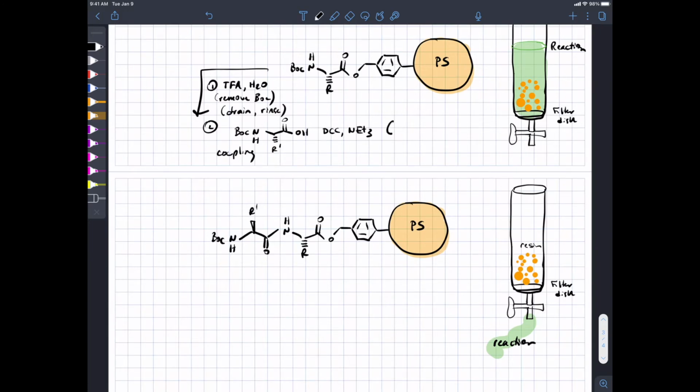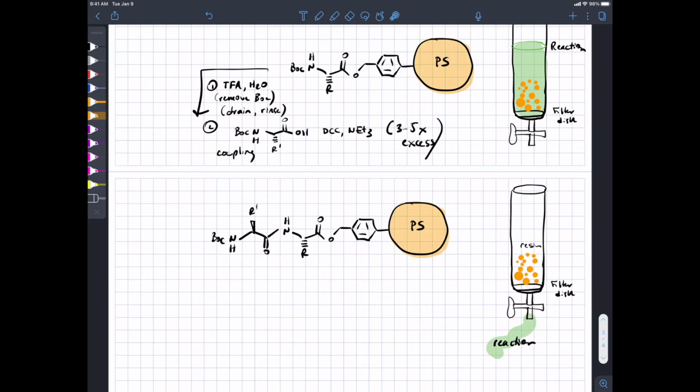We can use 3 to 5 times excess amino acid. And when you use an excess of one reagent over the other, that can drive a reaction to completion. Basically, think of it as Le Chatelier's principle. But you no longer have to worry about isolating your product from the other 4 equivalents of your amino acid starting material, because you simply wash it away and it's gone.